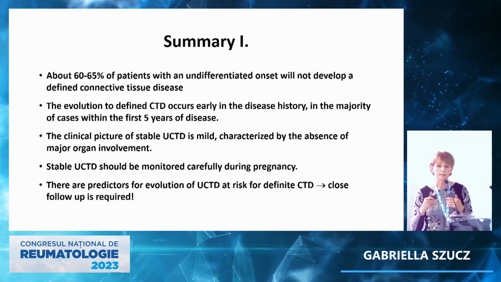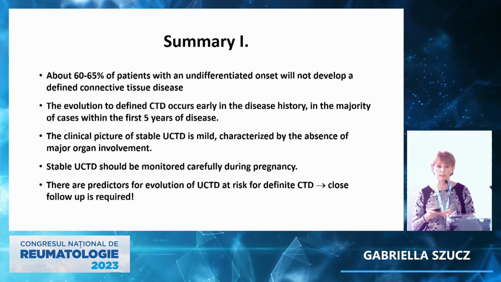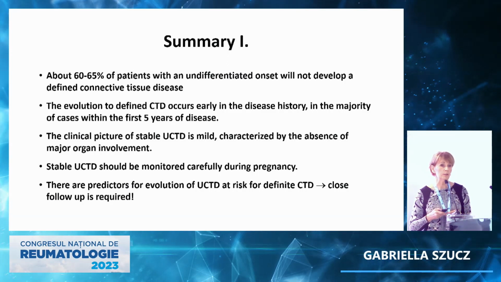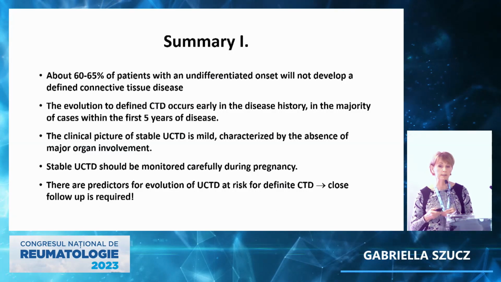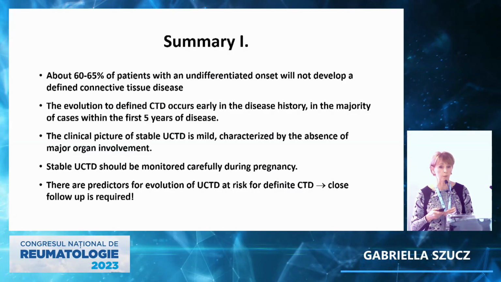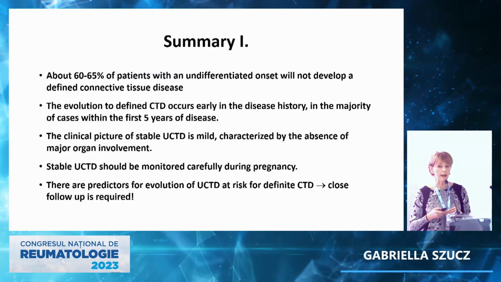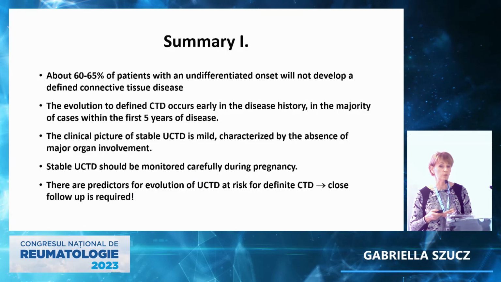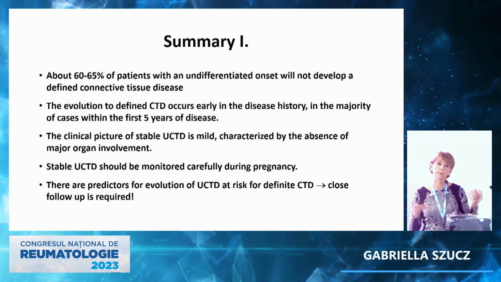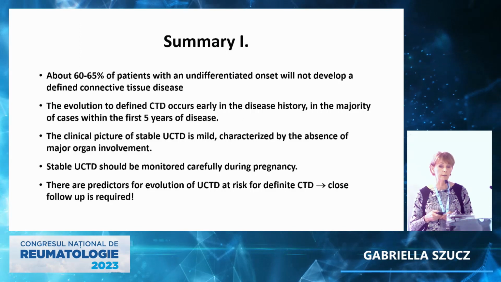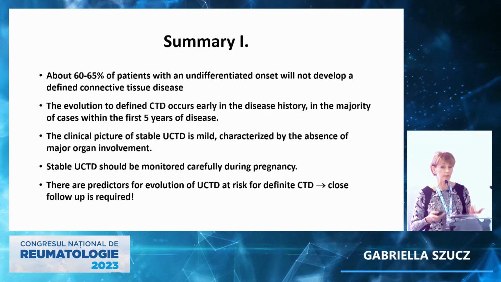And now some summary about undifferentiated connective tissue disease. We know that about 60–65% of the patients with an undifferentiated onset will not develop a defined connective tissue disease. The evolution to a defined disease occurs early in the disease history, between 3 and 5 years, in the majority of cases within 5 years.